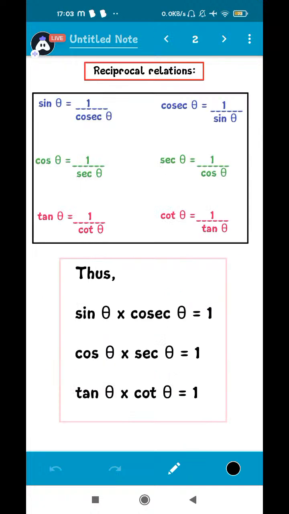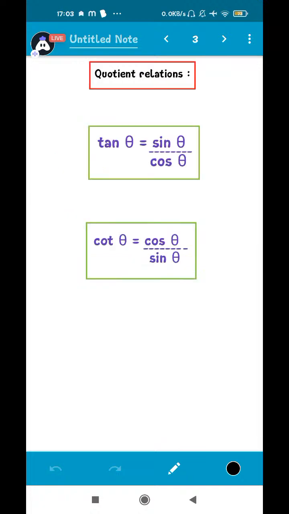Next, we also know about these reciprocal relations. Sin theta can also be written as 1 by cosec theta. On the other hand, cosec theta can also be written as 1 by sin theta. They are the inverse of each other. Similarly, it applies for cos theta and sec theta, and tan theta and cot theta. So from these relations, we can say that tan theta can be written as sin theta by cos theta, and cot theta as cos theta by sin theta. This particular relation will also be used in a lot of questions which we will see.